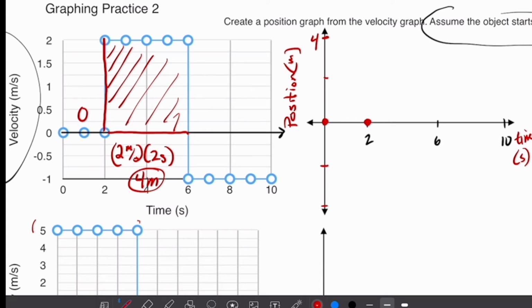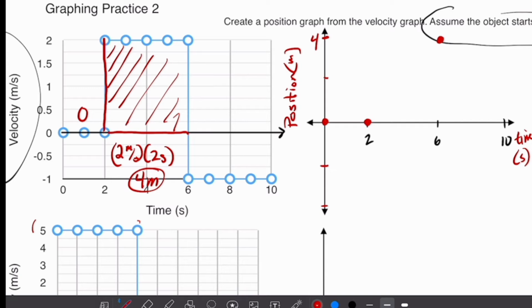So I'm going to continue now. I'm going to put a dot here to indicate that at 6 seconds, the object is now 4 meters away from the origin. So I've lined up this dot with the 4.